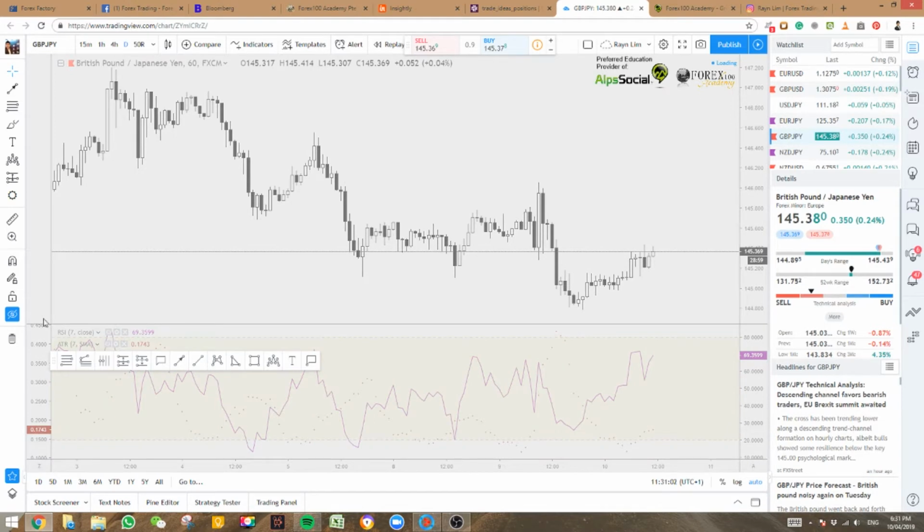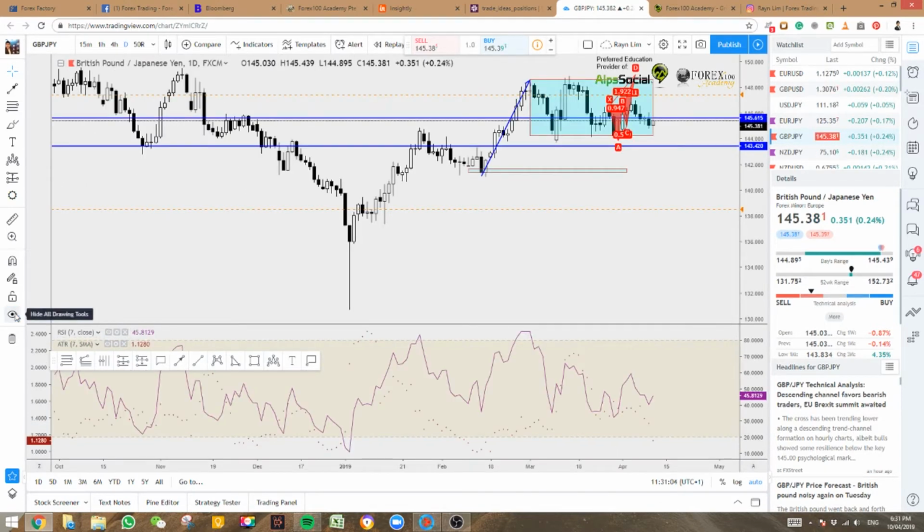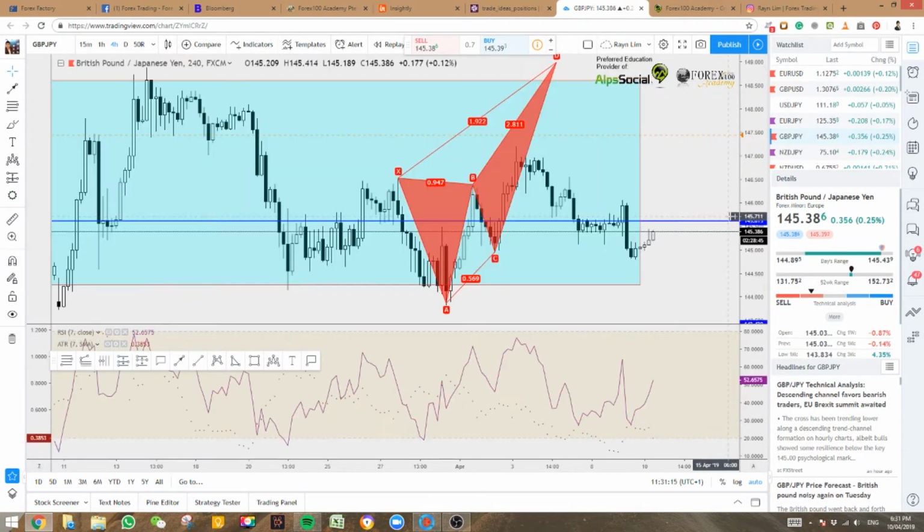So let us head back to daily chart. This is what I have. Basically a sideways consolidation over here. Previous trend is an uptrend. So looking for a buying opportunity based off the daily chart. Head down to 4 hour chart. Let us see what we have.